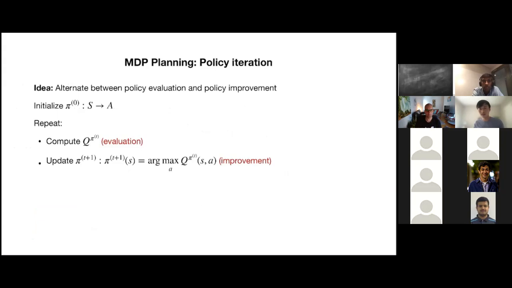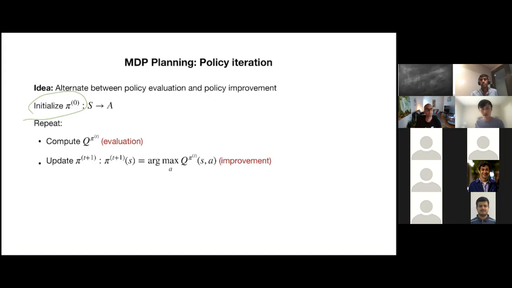So the second algorithm that I want to talk about is a more direct approach, in the sense that this algorithm, policy iteration, is going to directly search for the optimal policy. Right, so the way it works is that we initialize a policy. I'm just going to work on the policy space. So initialize a policy pi that maps from state to action.